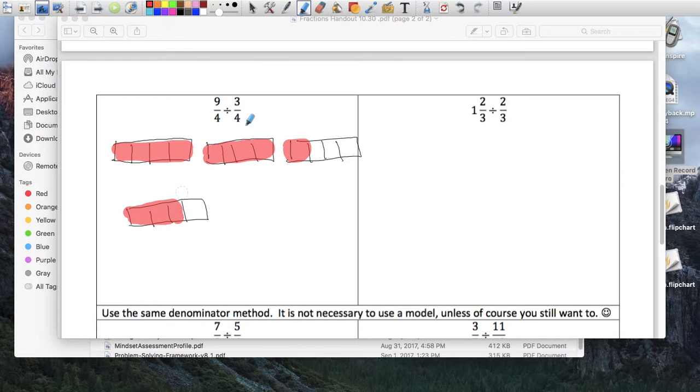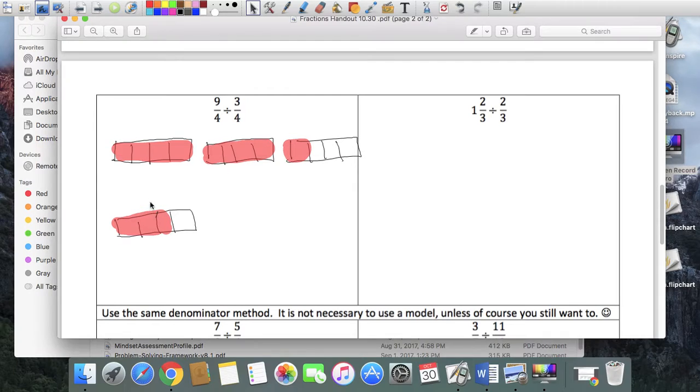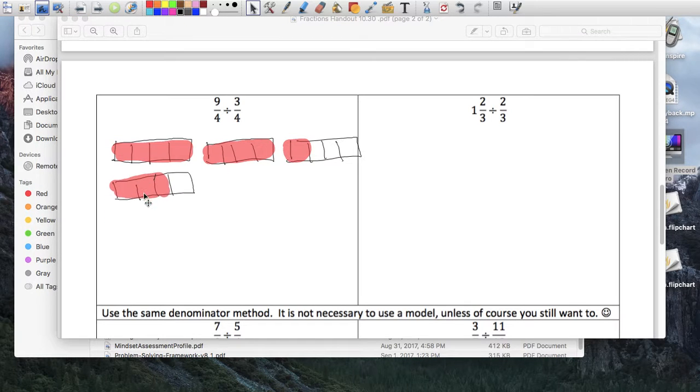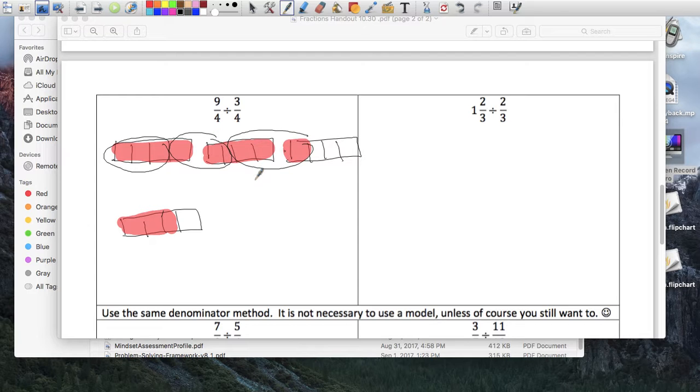How many times can those 3/4 fit in the 9/4? Oh, these 3 can fit inside once, twice, 3 times. Oh, look at that. So according to my model, the answer is 3. If we do it the other way, we cross this, and you get 9 over 3, and 9 over 3 is indeed 3. So both ways work out.